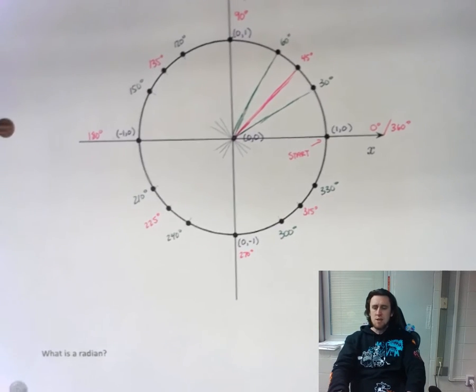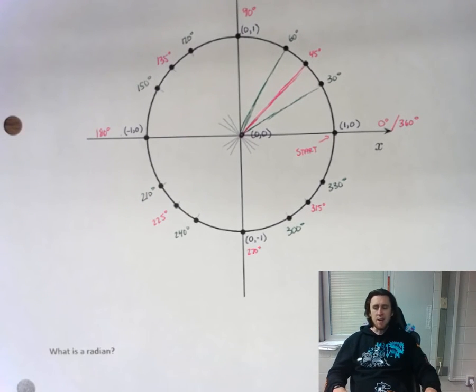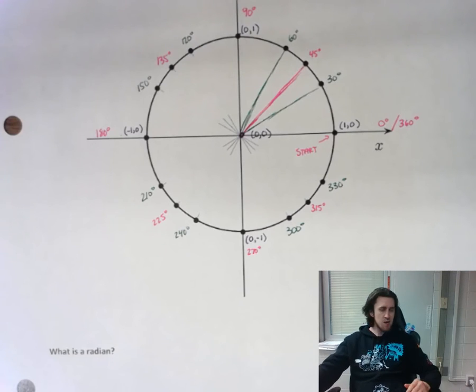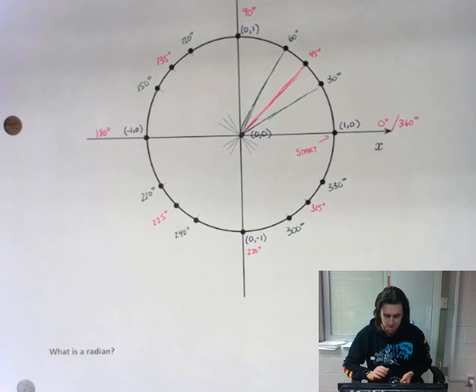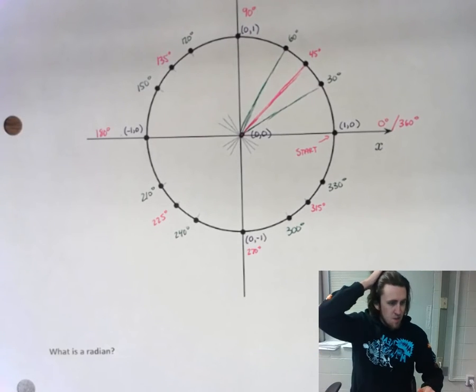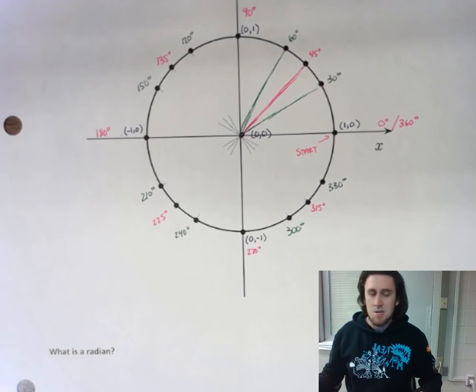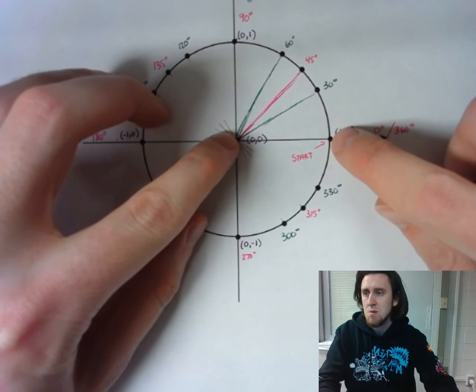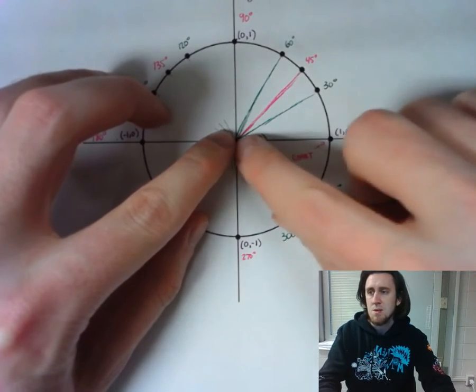So, moving on down here to this bottom question. It asks, what's a radian? And there's a good chance you've probably never heard the word radian before, but you've heard of something that sounds like the word radian. You've heard the word radius, right? A radius is a distance from the edge of the circle to the center, right? This distance is the radius.